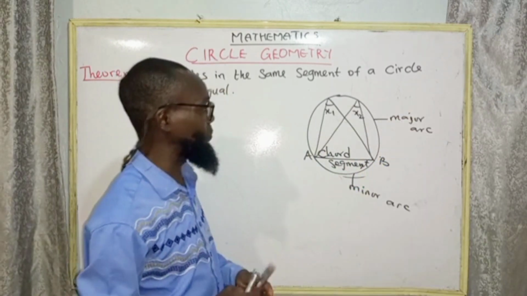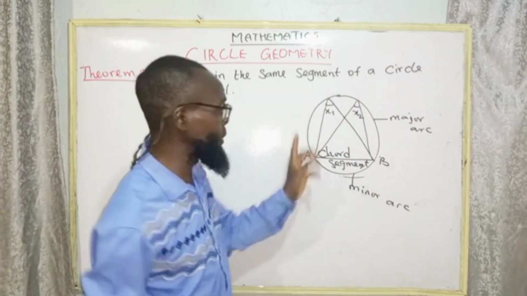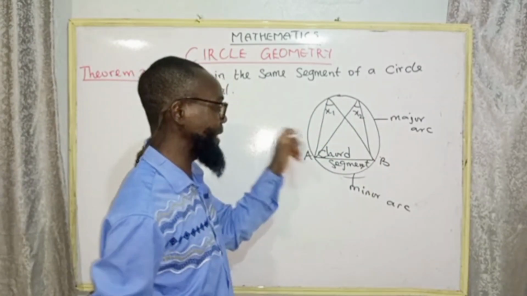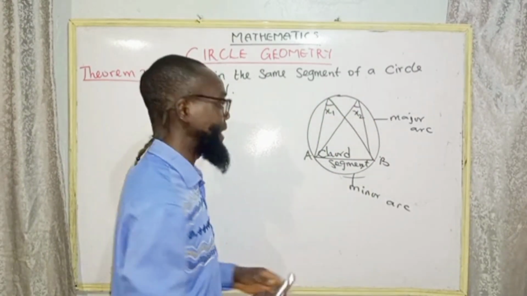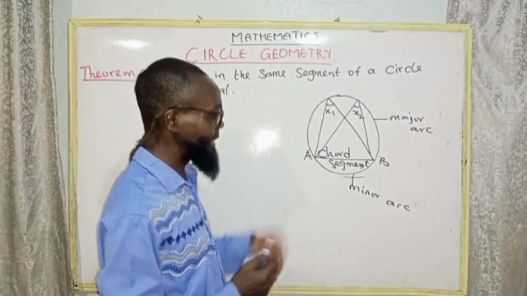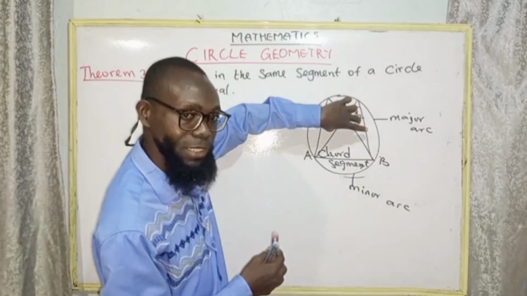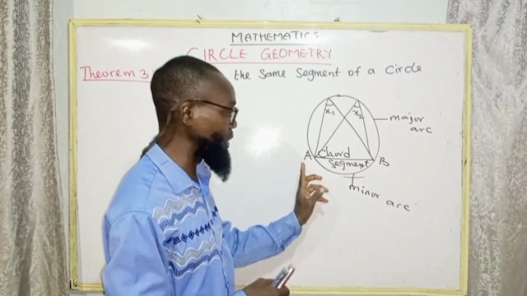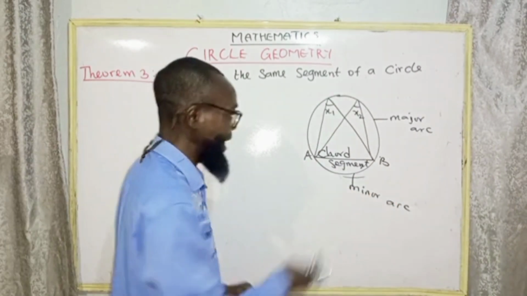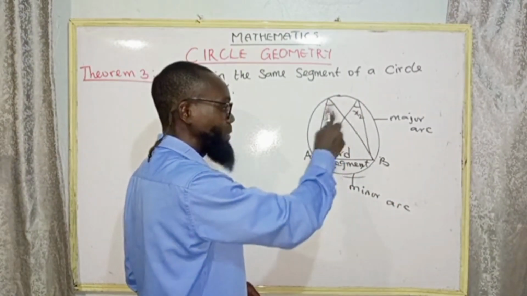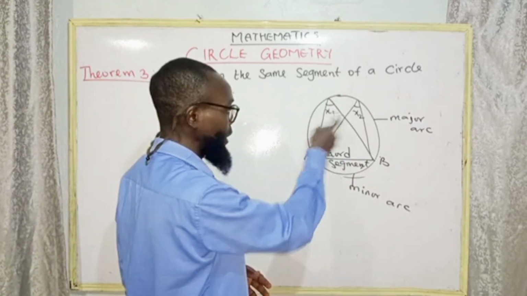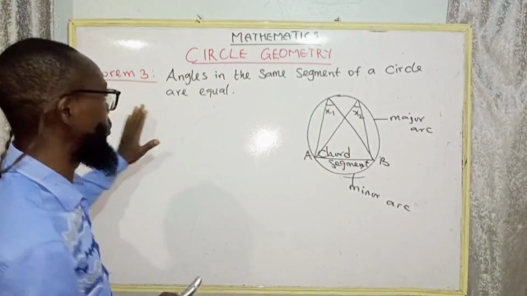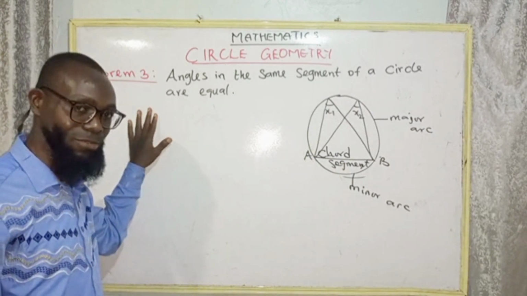When we now have some angles on the circumference, let's say angle x1 and angle x2, these angles x1 and x2 fall in the major segment, considering this chord called AB. So any angles that fall in the same segment are all equal. So x1 is equal to x2. That is what theorem 3 is stating.